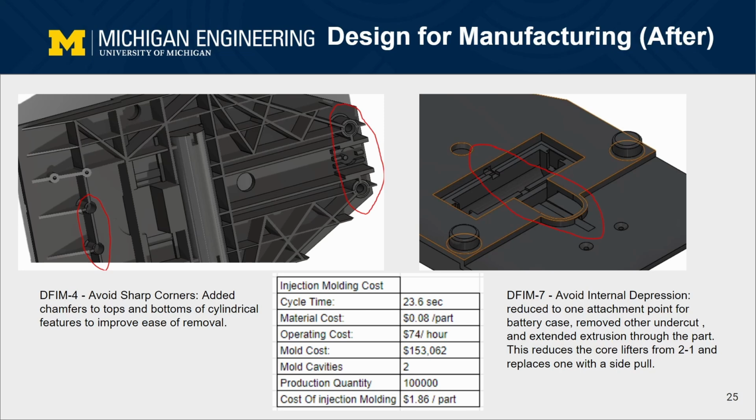To address the minimum radius parameter, we added fillets for the posts on the top, as well as rounded feet on the bottom. To address the undercut avoidance parameter, we reduced to one attachment point for the battery case, removed the other undercut, and extended extrusion through the part. This reduces the core lifters from 2 to 1 and replaces one with a side pole. This positively affects our mold costs due to the expense of core lifters, which ultimately reduces our cost to $1.86 per part, which is a 4-cent difference per part. The changes do not affect the functionality of the part.